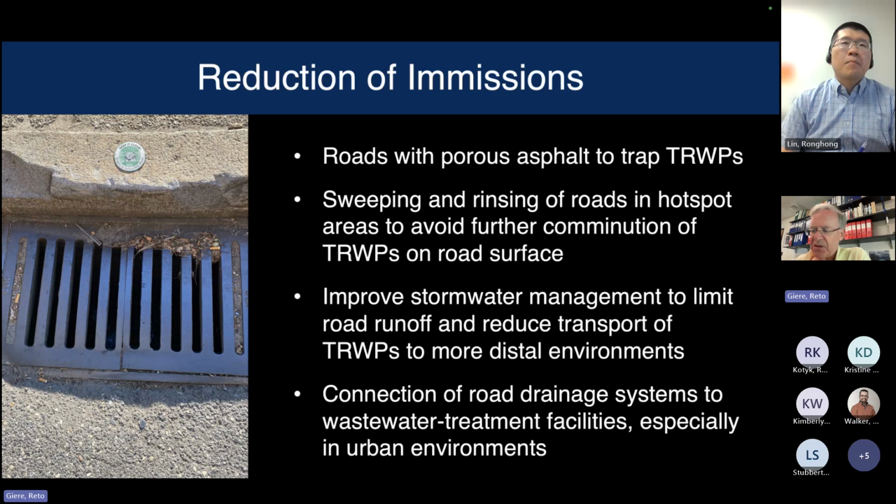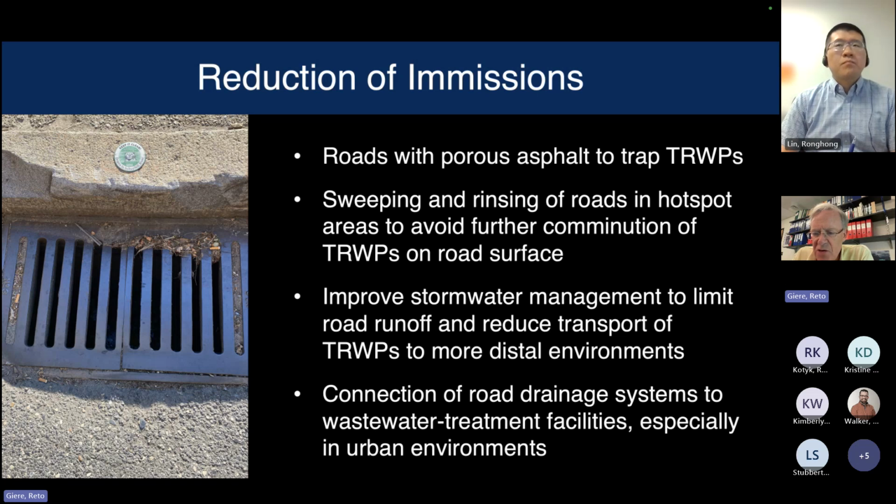There are different attempts that are being tested today. First of all, there are test areas where porous asphalt is used. They actually trap tire and road wear particles, so fewer particles are emitted into the environment. They are stuck in the road. The other attempt is that in certain hotspot areas, for example, in very high traffic or traffic jam areas in cities, you rinse the roads so that you remove them from the road surface so that they are not further degraded in size, because larger particles are easier to collect than small particles. Once they're very small, it's almost impossible to actually trap them.